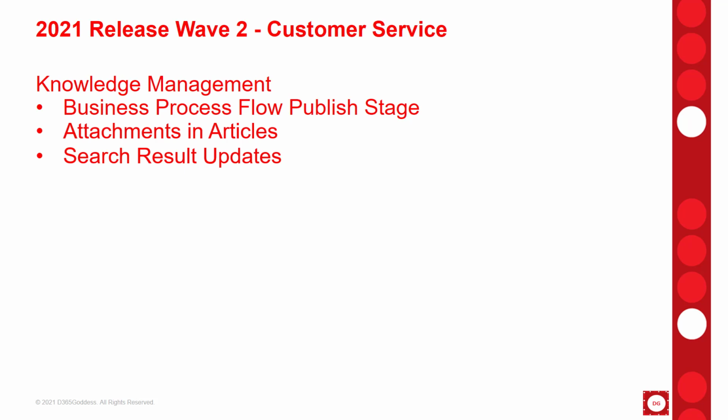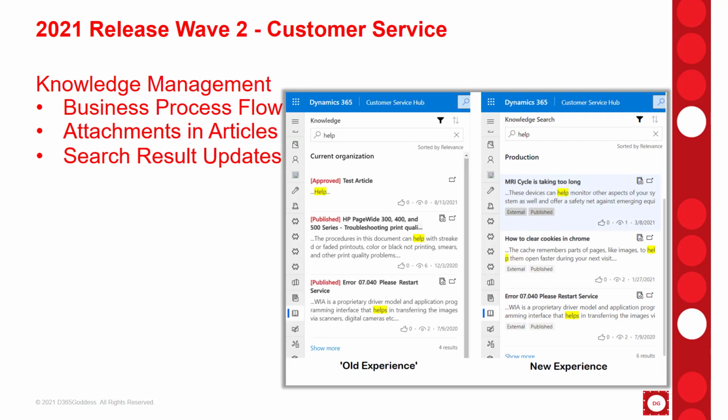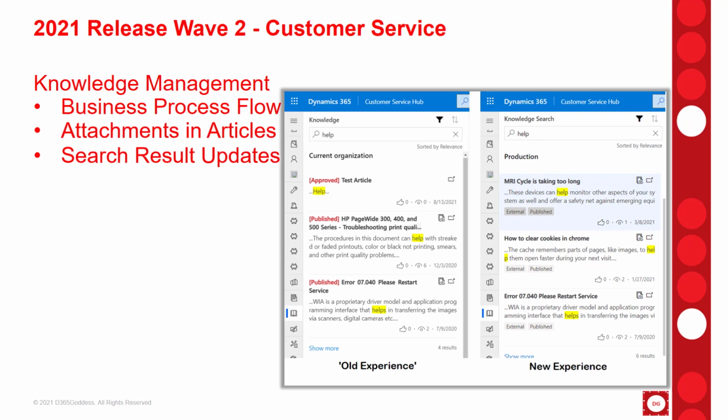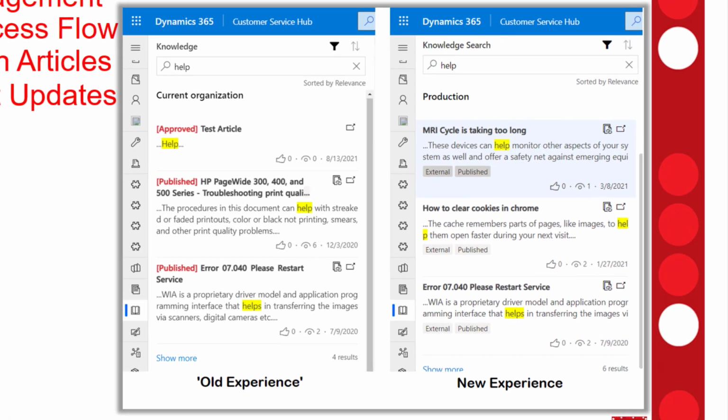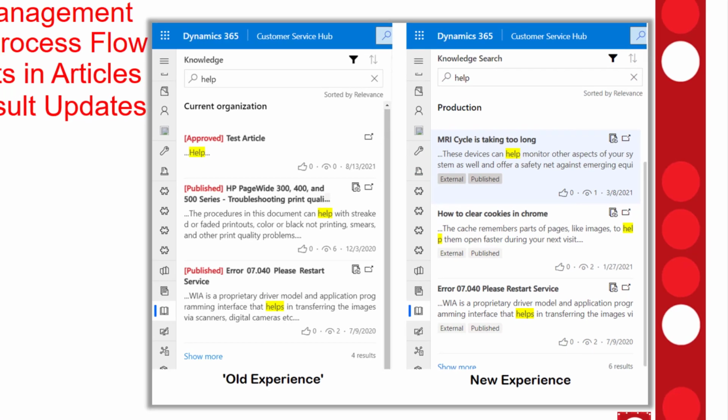So I actually took a screenshot to kind of show you the difference between the older version, right, prior to Release Wave 2, and then you can see on the right-hand side what that new experience looks like, right? So on the left, you can see approved and published is in that red orangey type of color. And then you can see in the new experience, it has been moved to the bottom. And then we also have whether or not this is an internal or an external article.